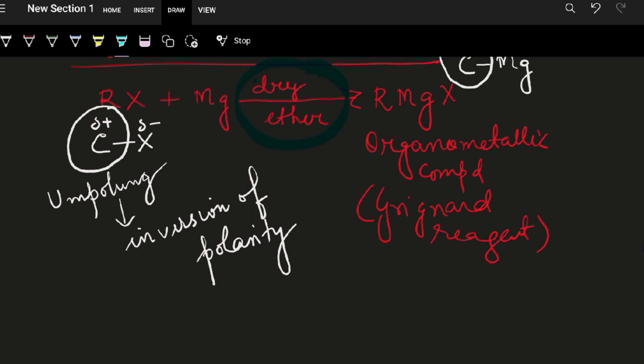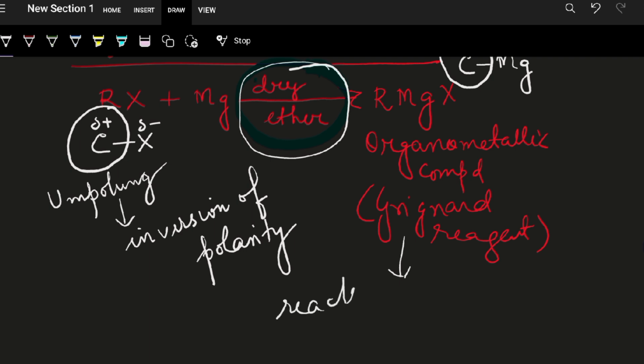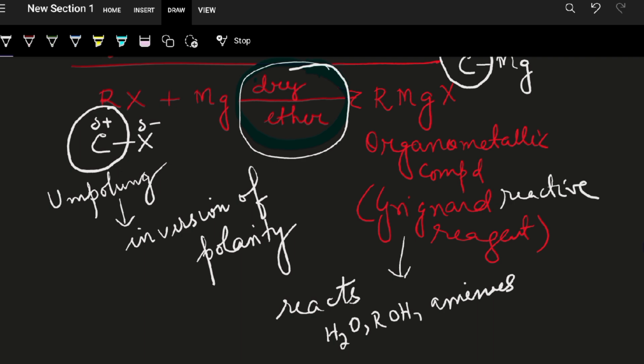So this dry ether medium that we are seeing over here, why is it important? Because Grignard reagent is unstable and highly reactive, and it reacts with any source of proton to give hydrocarbon. Any source of proton. It reacts with water for that reason. It reacts with alcohols. It reacts with amines. So Grignard reagent is unstable actually. It's highly reactive. So it reacts with any source of proton.